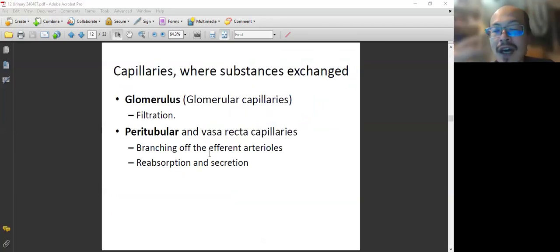And so those are the ones that also do substance exchange. What substance? Good and bad. What exchange? Reabsorption and secretion. So the peritubular capillary does reabsorption and secretion. They reabsorb good things back, and they secrete bad things into the urine. So that's the thing we're going to pee out. So that's the two capillaries.